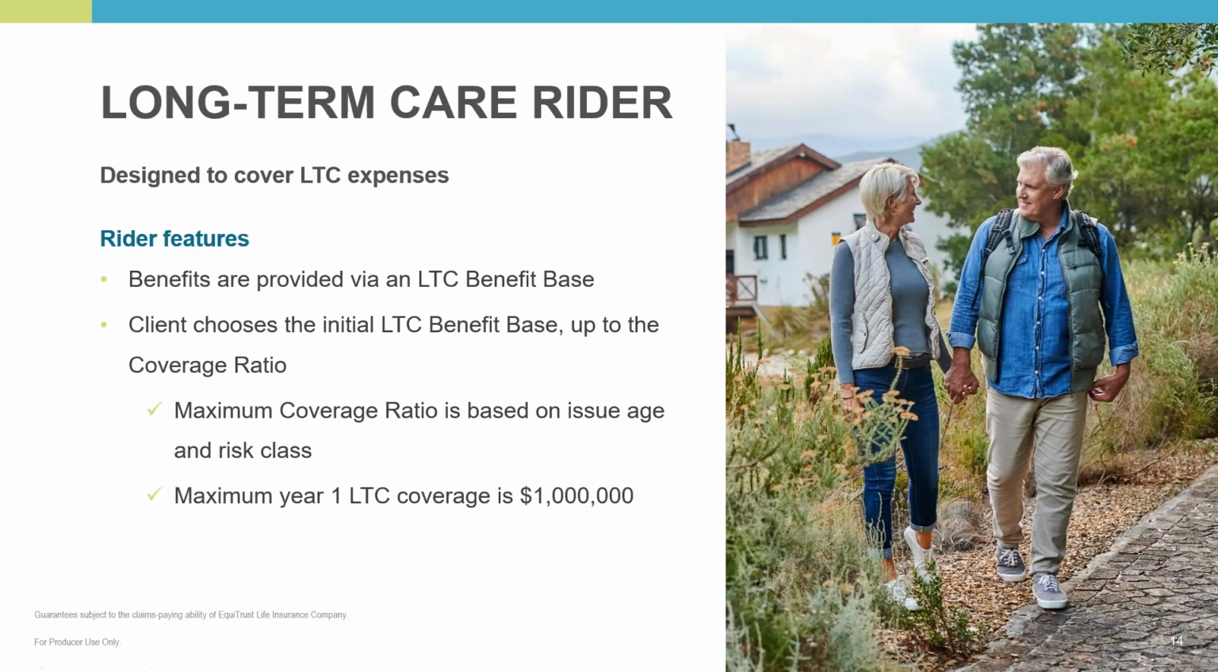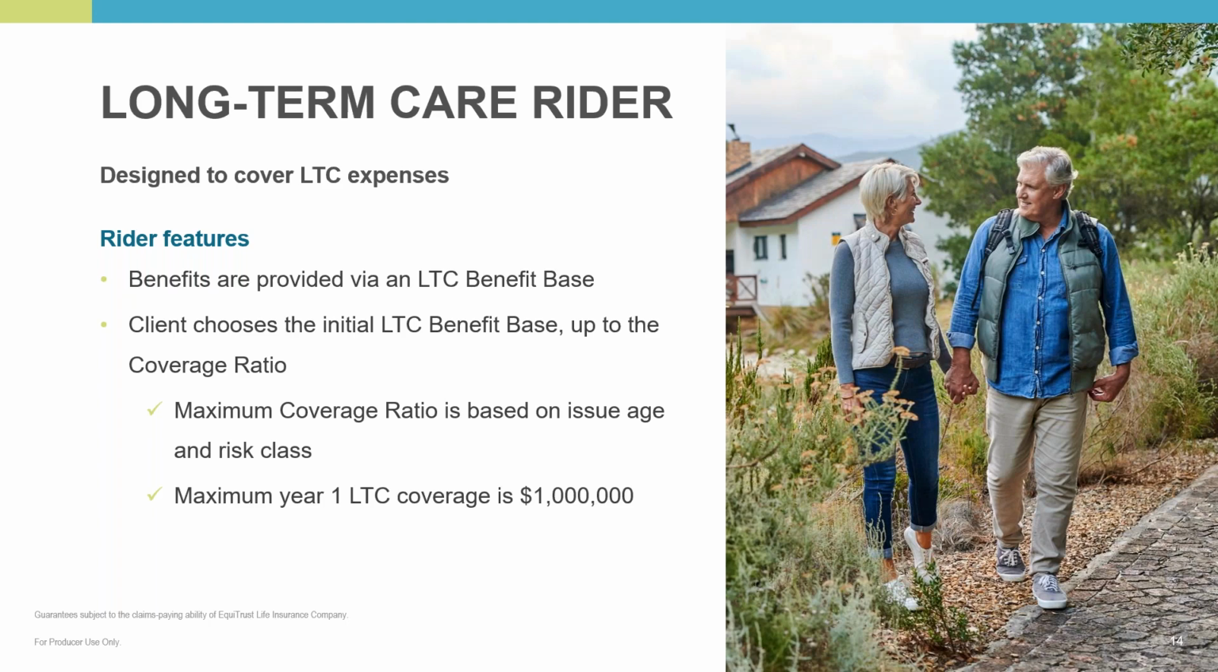A few rider features I wanted to make sure to cover. Benefits are provided via the long-term care benefit base. At the end of the day, you basically have, as I mentioned, a fixed indexed annuity chassis. You have your accumulation value, which I always refer to as your real money on the left-hand side of the T-chart. On the right-hand side of the T-chart, you have your long-term care benefit base side. Benefits are always going to be based off of that long-term care benefit base side.